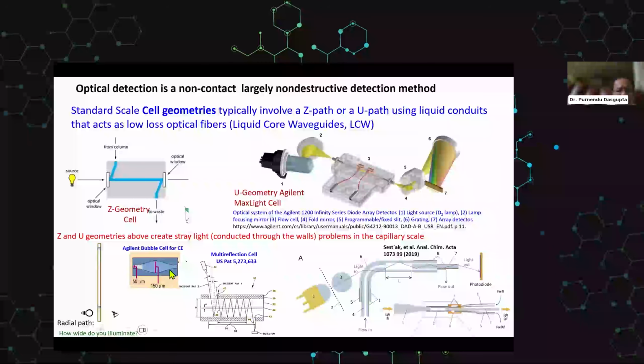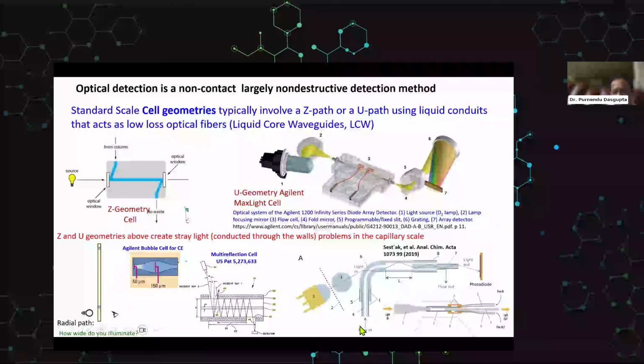So here are some typical geometries. Here you have a classical Z geometry in the macro scale. Here is a so-called U geometry, where the liquid goes like this and comes out like this. Light is going along like this. One variation of that here is that this is being used in the capillary scale.